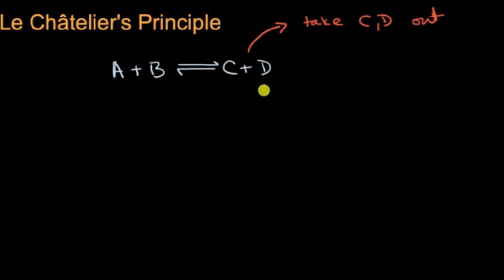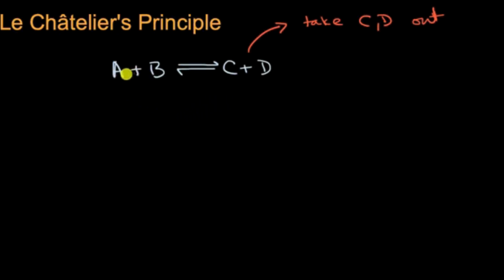Now let's think about what just happened. We disturbed the equilibrium by taking C and D out. Until we hit our new equilibrium, we have more of the reaction going from A plus B to C plus D on a net basis. And so it's relieving the fact that we took some C plus D out. And it's going to reestablish a new equilibrium.